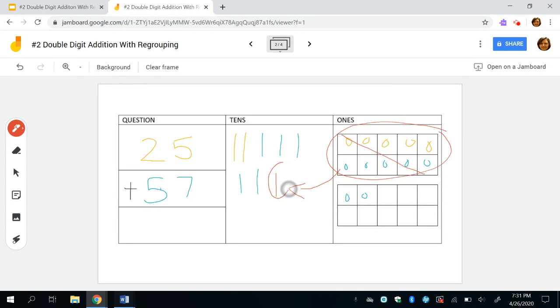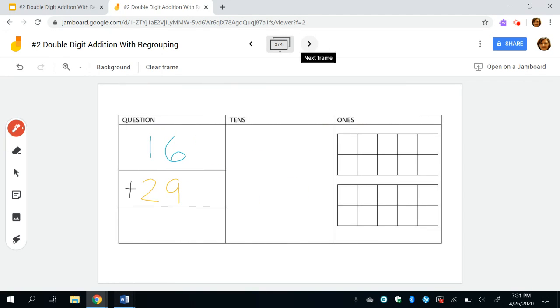So to show in my question in the numbers that I added an extra 10, I need to take this and put the 1 up on top of the tens column. So now when I count how many ones I have left, I have 1, 2 ones left. And when I count how many tens I have now, I have 1, 2, 3, 4, 5, 6, 7, 8. So our answer is 82.